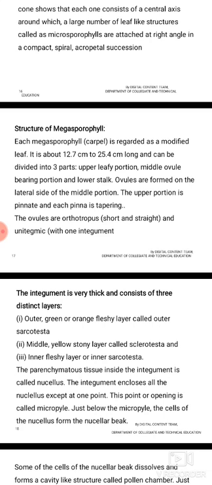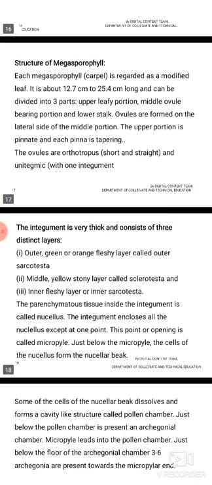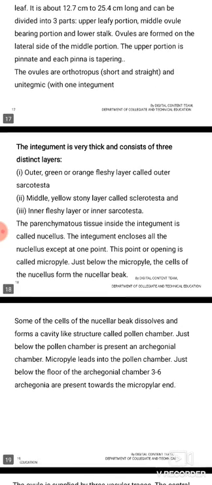The integument encloses all the nucellus except at one point. This point is known as a micropyle. Just below the micropyle, the cells of the nucellus form a nucellar beak. Some of the cells of the nucellar beak dissolve and form a cavity-like structure called pollen chamber. Just below the pollen chamber is present an archegonial chamber. The micropyle leads into the pollen chamber. Just below the floor of the archegonial chamber, 3 to 6 archegonia are present towards the micropylar region.